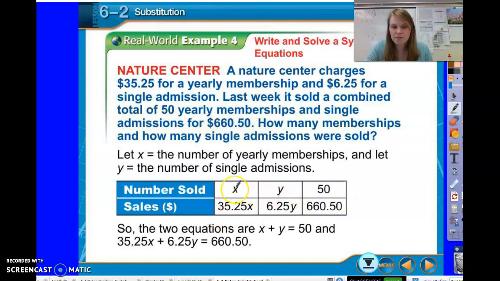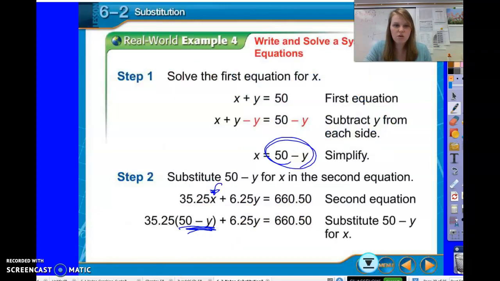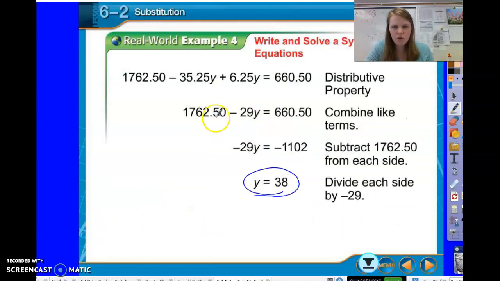Here's what we've got. Total sold, x plus y equals 50. Total sales is $35.25 for yearly, $625 for single, and we've got our total cost. When you've got these two equations, we can do the same process that we've been doing. We get x on a side by itself. We got our definition for x, plug that in for x in the second equation and do math. Let's solve for y. Once we solve for y, y equals 38.